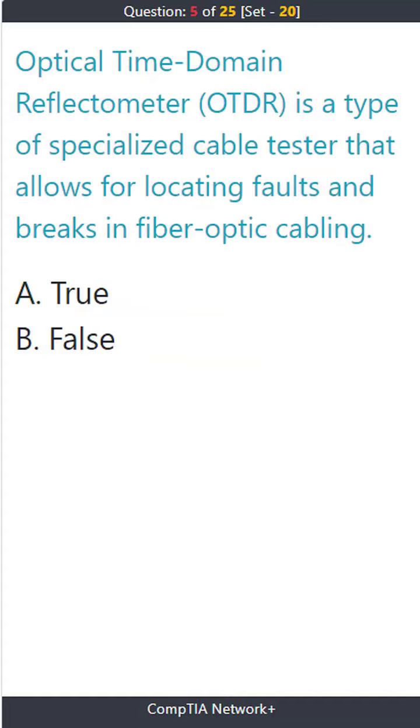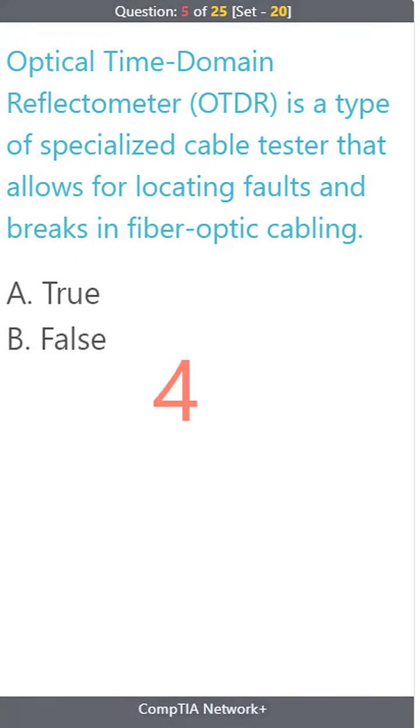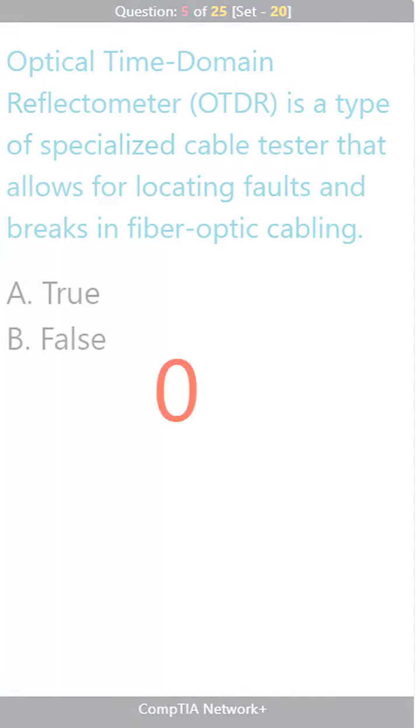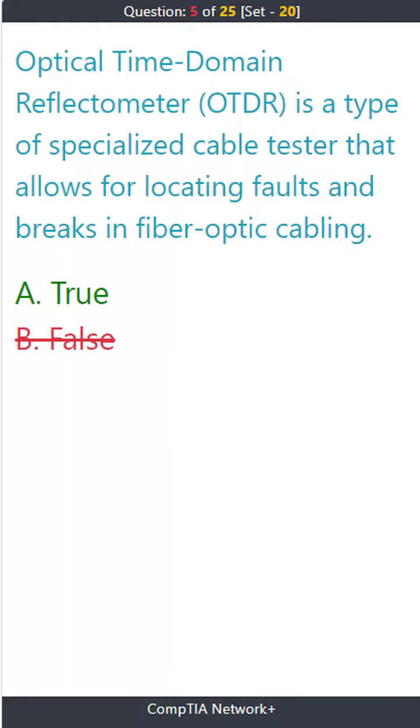Question 5. Optical Time-Domain Reflectometer, OTDR, is a type of specialized cable tester that allows for locating faults and breaks in fiber optic cabling. A. True. B. False. The correct answer is A. True.